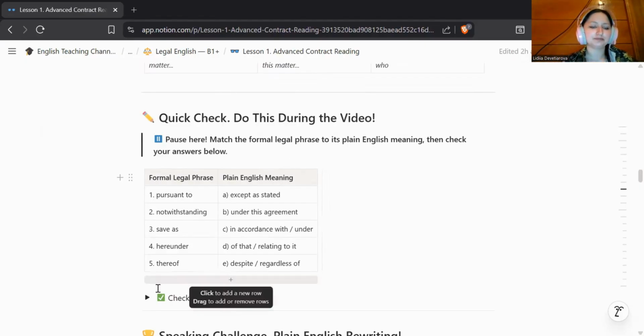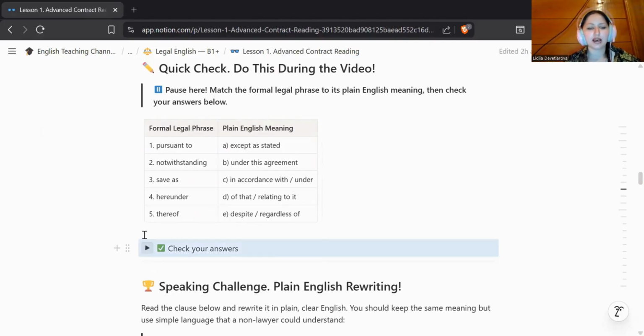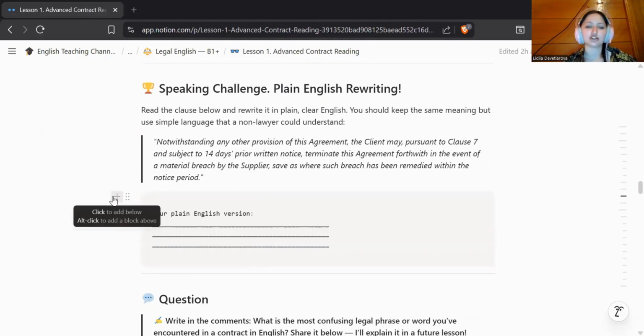Let's go. Pursuant to, in accordance with. Notwithstanding, despite, regardless of. Save as, except as stated. Hereunder, under this agreement. Thereof, of that, relating to. Great job. And then you have a little speaking challenge, plain English rewriting.